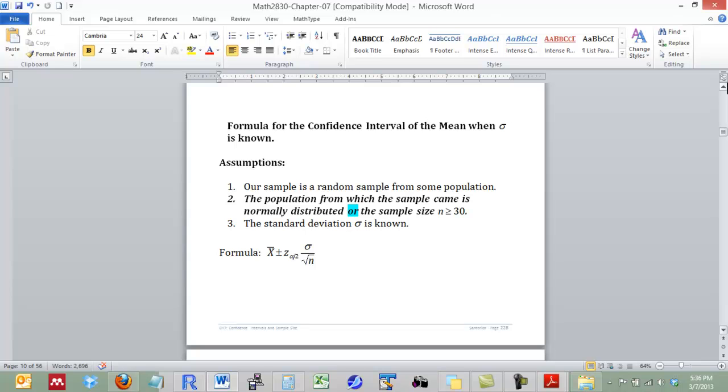And if that's the case, then we can construct a confidence interval by taking our sample mean, so x bar, and adding and subtracting this margin of error. So it's going to be taking our critical value, multiplying by the standard deviation for our mean. And so we're going to subtract that from the sample mean and get a lower bound, and we're going to add this quantity to our sample mean and get an upper bound.